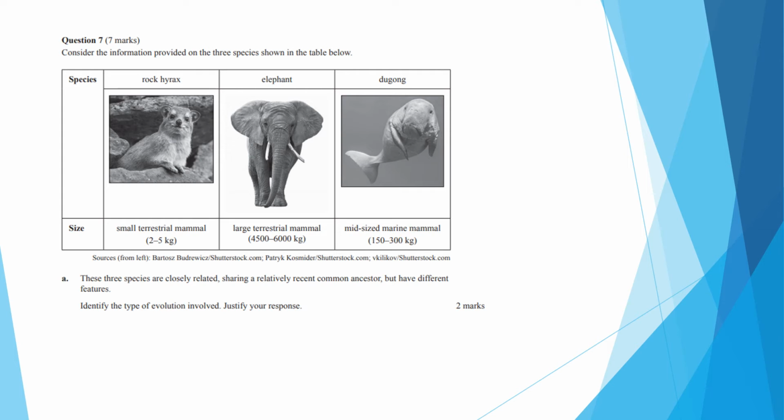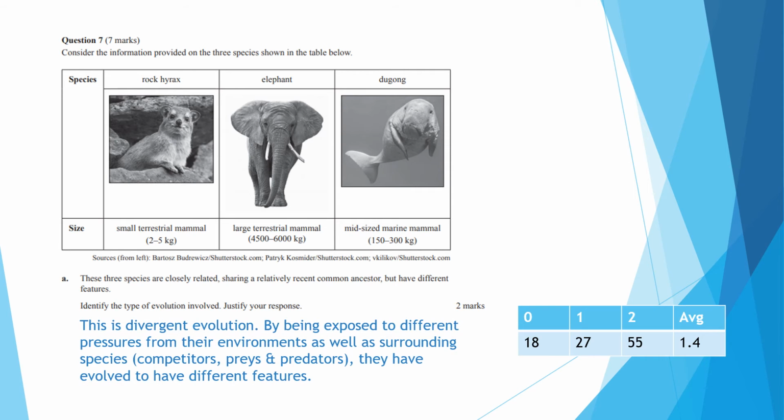Question 7 shows you 3 different species as well as their size. Part A asks you to identify what type of evolution is involved for these 3 species to share a common ancestor, yet have completely different features. For 2 marks, you need to identify correctly the type of evolution involved, which in this case is divergent evolution, and that by being exposed to different pressures from their environments as well as other species around them, both competitors, prey, and predators, they have evolved to end up with completely different features.